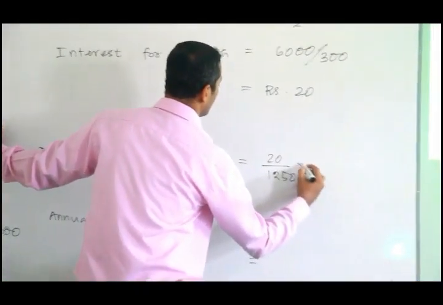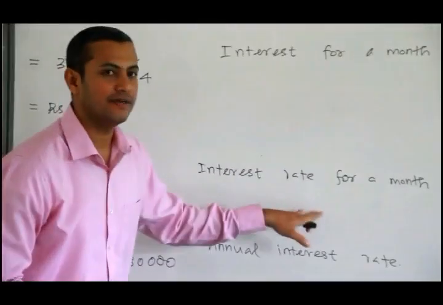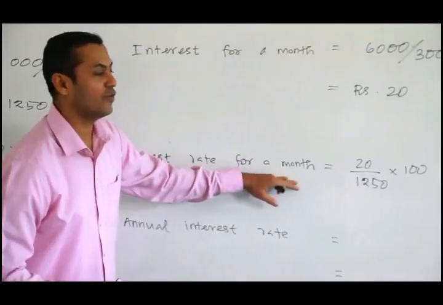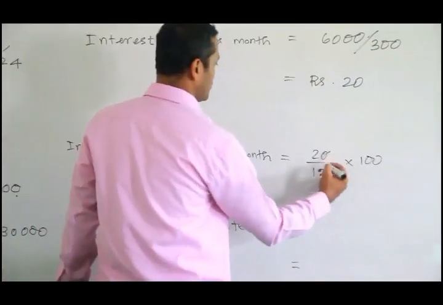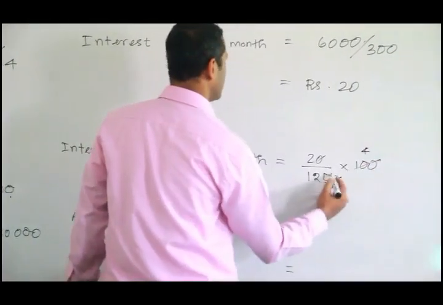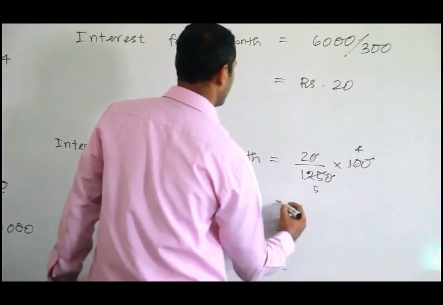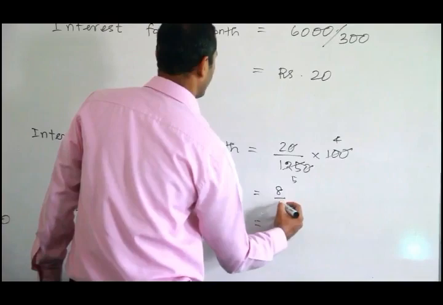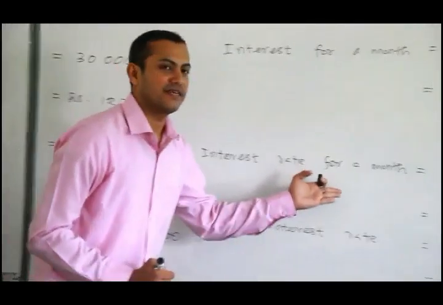Interest for a month over loan for a month into 100. That is going to be the interest rate for a month. Is that clear? Alright, we can simplify if you wish. If you divide by 25, this will be 4 times, this will be 5 times. So, you will end up with 8/5%. That is the interest rate for a month.